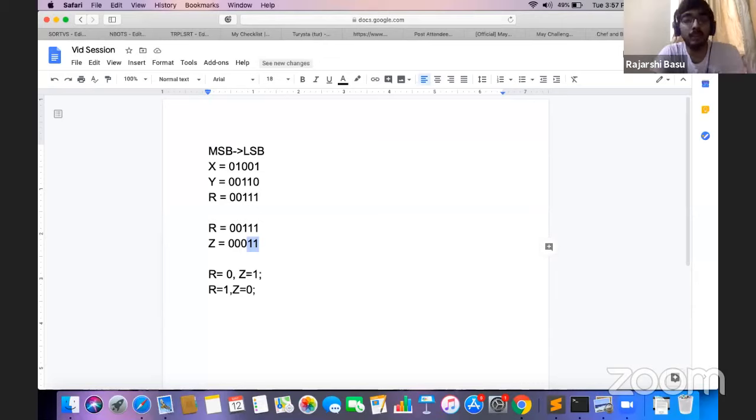Okay, so let me just reiterate what I told. Let's say we have some magical optimal z, this z0, or rather z optimal. So z optimal and r will have some longest common prefix, right?